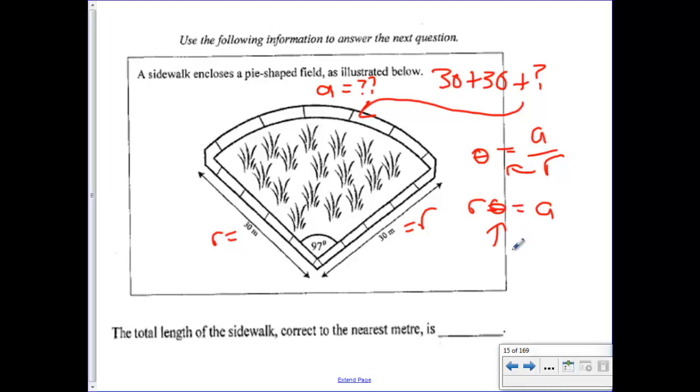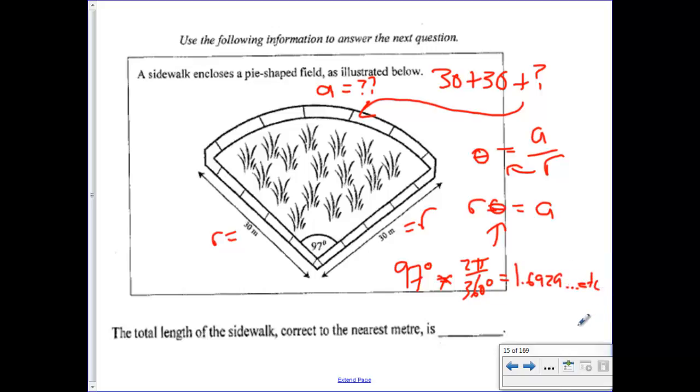This theta right here has to be in radians. So first thing we should do is take 97, and my question for you is, how many perfect pieces of pi is 97? It should be more than one. So multiply by 2 pi, divide by 360. Now go ahead and use the decimal number, that's fine, just don't round it though.